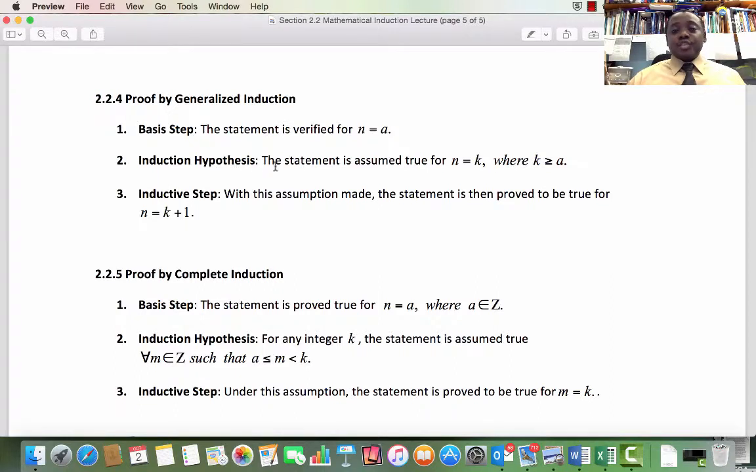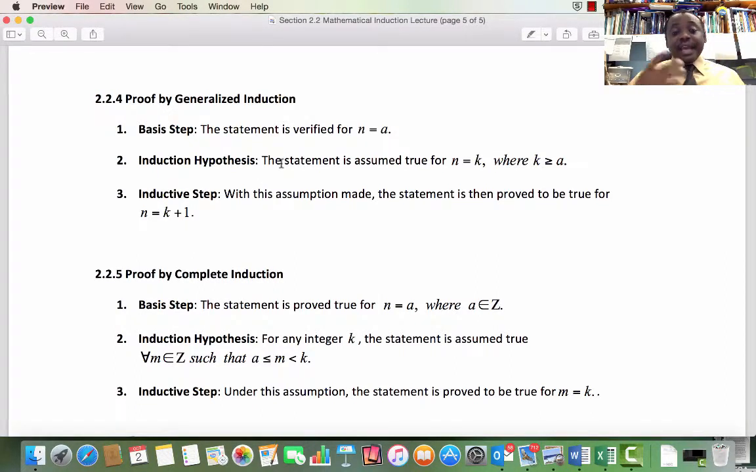We assume that a statement is true for n equals k, where k is bigger than or equal to the number we started off with. And then we go ahead and verify the inductive step, which is also the same. We verify that a statement is true for n equals k plus 1. If these three hold, then we conclude that by the generalized mathematical induction, P(n) is true for every positive integer n.